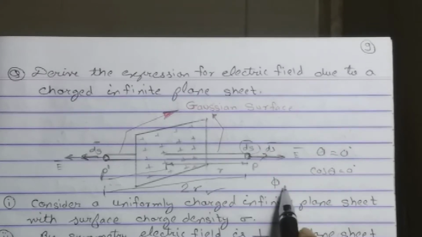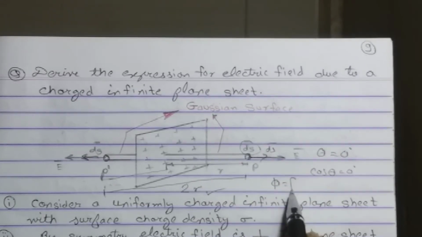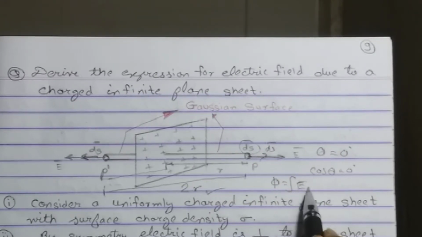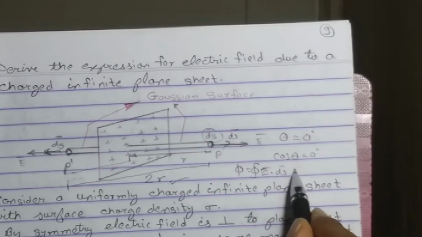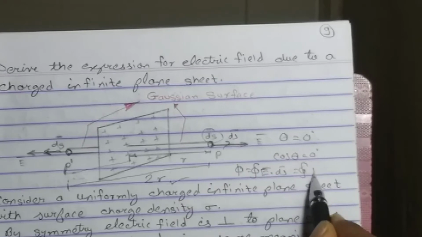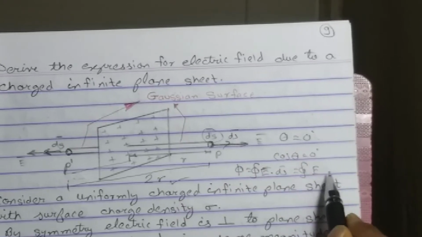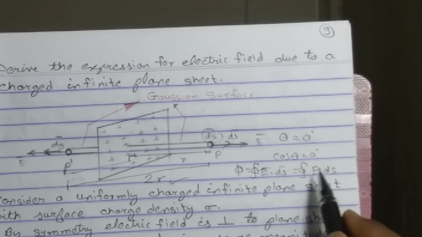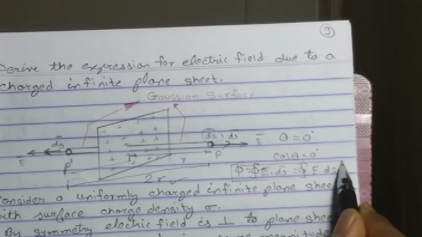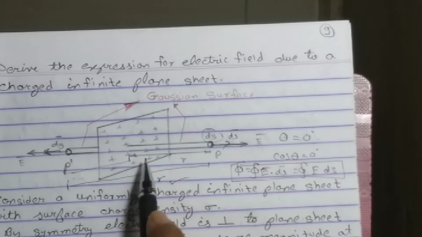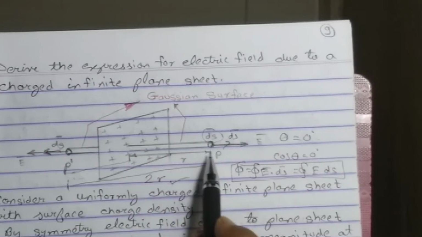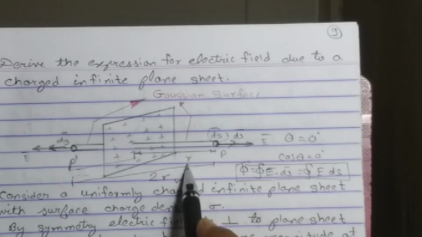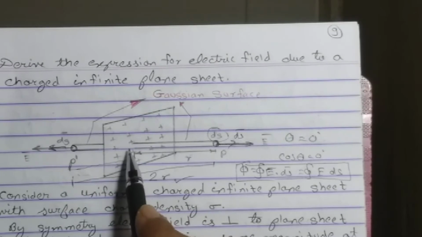What does Gauss law state? Electric flux is given by the integration of E bar dot ds bar. That is the formula to apply. And finally, because the angle between them is 0, the integration is E into ds. This much you have to find out. But the total flux is due to the electric field at a distance r on the right hand side as well as on the left hand side.